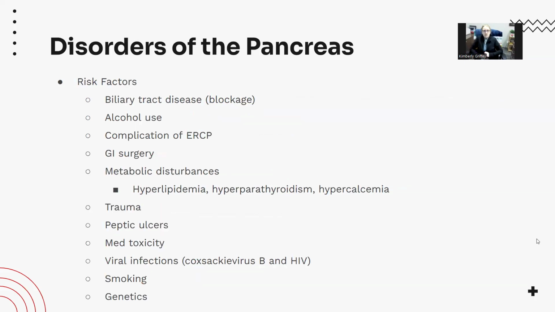So risk factors: if you have biliary tract disease or blockage, any alcohol use, complications after an ERCP, if you've had a GI surgery, any metabolic disturbances like hyperlipidemia, hyperparathyroidism, or hypercalcemia, any trauma to the abdomen, peptic ulcers, any medicine toxicity, viral infections like Coxsackie virus B and HIV, smoking, and genetics.